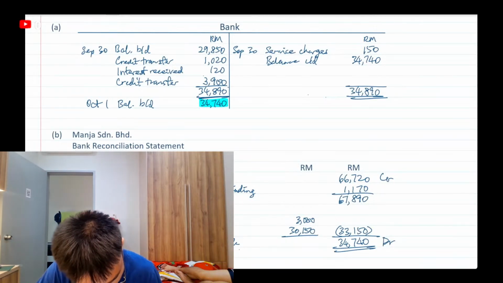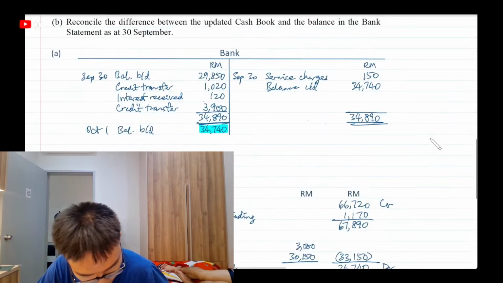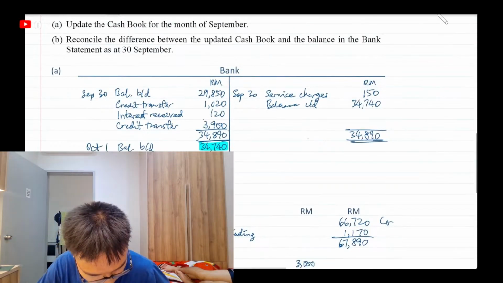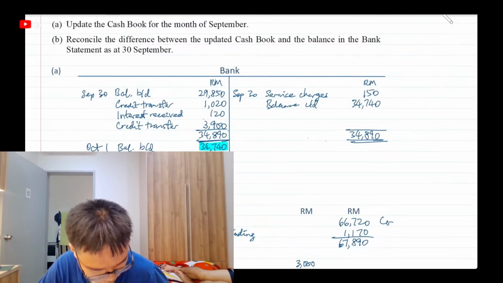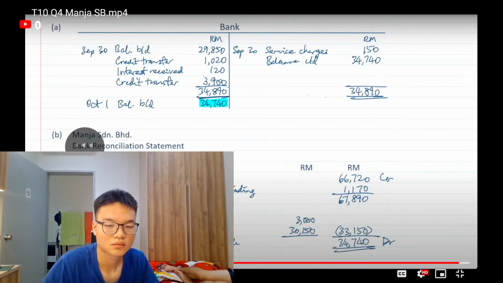Okay, everyone, you understand now? It's very simple. The steps are very simple. Except this one is a little bit more complicated because we have some last month's uncredited lodgements and last month's unpresented checks as well. Simple. The steps are very simple.